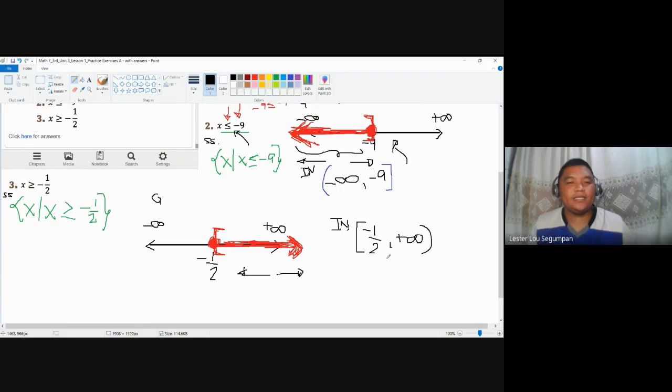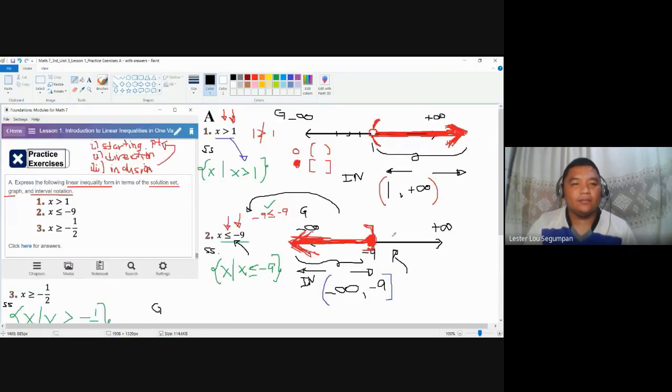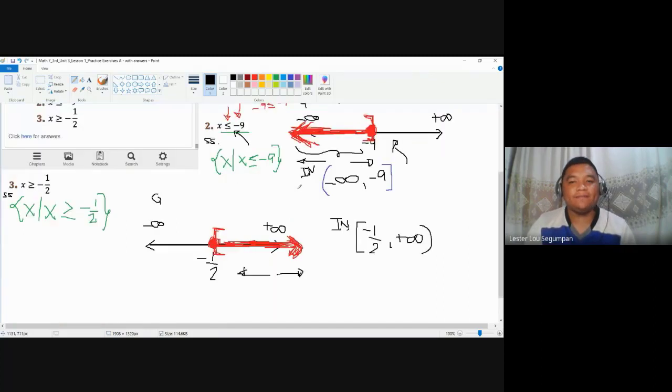So this completes our practice exercise A for lesson number 1. We can represent our linear inequality form in terms of solution set, graph, and interval notation, but make sure our linear inequality form is proper and correct. Later on in practice exercises B and C, we will be applying important properties of linear inequality before we come up with the linear inequality form and before presenting it in these 3 forms.